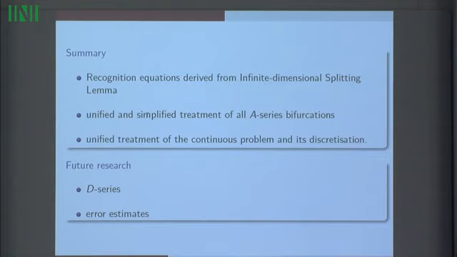So we've done this in the variational case, and the nice thing is we can treat all A-series bifurcations in a unified way, and the continuous problem and the discretized problem share exactly the same theory if I use a variational integrator. We haven't done a numerical example for the D-series bifurcation yet, so this is left for future research. It would also be good to know whether it's possible to get some a priori error estimates of the location of the bifurcation in the discretized system and the position of the bifurcation in the real system, in the actual PDE. But it's not that easy, because you're looking at singular points. That's the whole tricky thing.